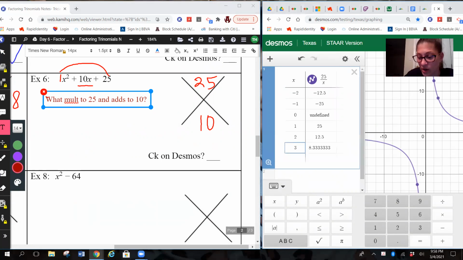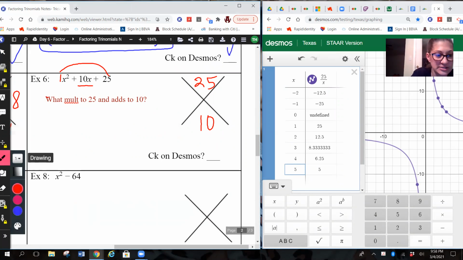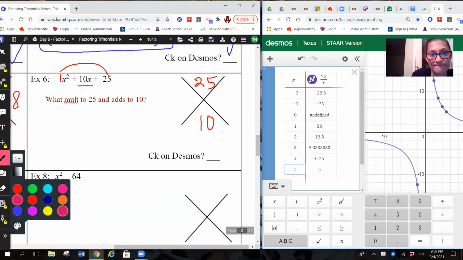So does 3 work? No, that's a decimal. Does 4? Still a decimal. Does 5? 5 times 5 is 25. 5 plus 5 is 10. Okay, so we've got x plus 5. The other factor is x plus 5.